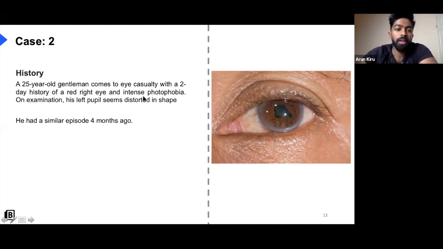That's what it means. On examination, and now you know that that red is actually not necessarily the white part of the eye, it's actually that conjunctiva on top of it that's getting really dilated with the blood vessels, and that's why it's red. And intense photophobia, so that just means pain on bright lights. On examination, his left pupil seems distorted in shape. Can you guys see that? It seems distorted, it's not round. He had a similar episode 4 months ago.